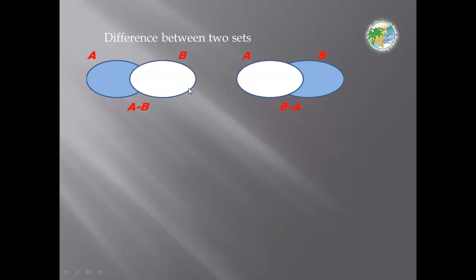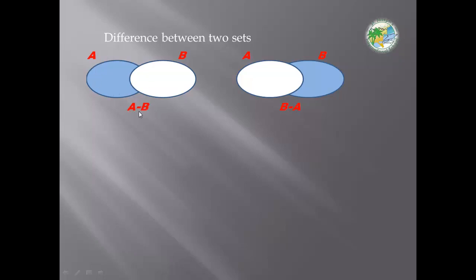We represent the difference between two sets by this Venn diagram. For example, what is the meaning of difference? Difference means minus, like A minus B. But we don't say A minus B, that's wrong. We say A difference B.